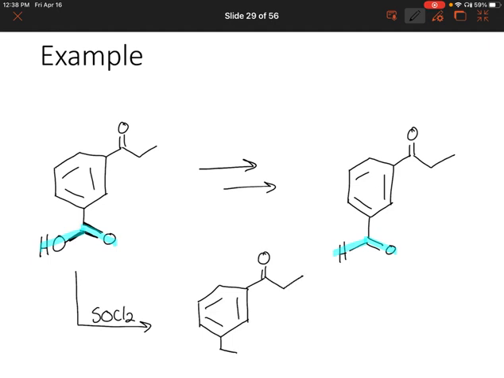And luckily, thionyl chloride will not touch the ketone. Okay, so we turned our carboxylic acid into an acid halide. And then how do we turn the acid halide into an aldehyde? We'll use that bulky nucleophile, lithium aluminum OR3H. So that will stop at the aldehyde.